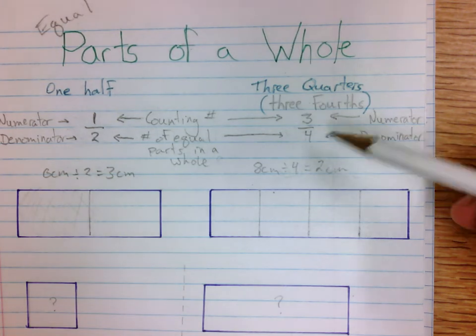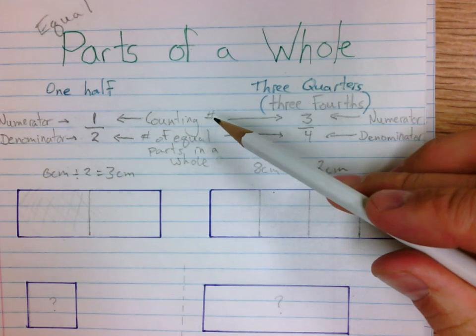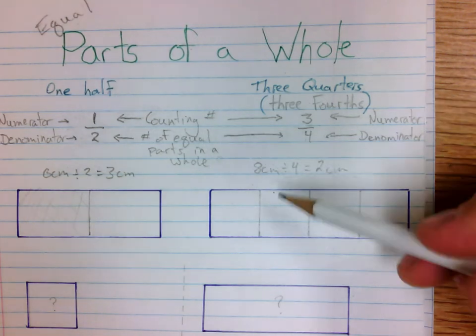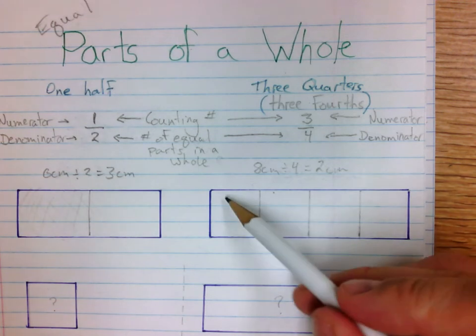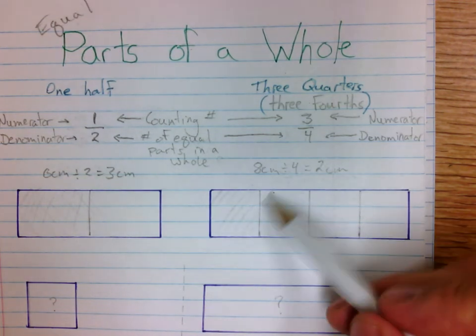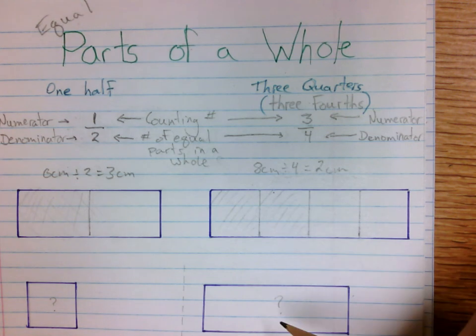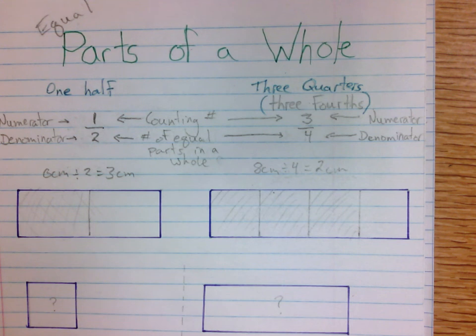Denominator's done. Now let's look at our numerator. The numerator is 3. That's the counting number. So we need to color in 3 of these. So this would be 1/4. This would be 2/4. And one more, we've got 3/4.